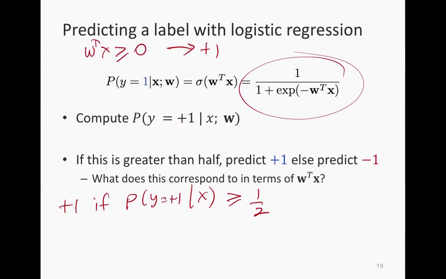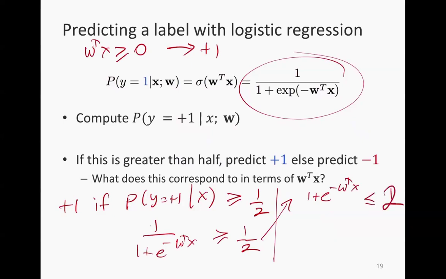Let's see what happens with this probability here. This probability is nothing but 1 over 1 plus e power minus W transpose X, greater than or equal to half. That's nothing but, I'm going to continue here, 1 plus e power minus W transpose X is less than or equal to 2. I'm just inverting both sides. I can get rid of a 1 there. So you have e power minus W transpose X is less than or equal to 1. I can take log on both sides. Minus W transpose X is less than or equal to 0, or W transpose X is greater than or equal to 0.